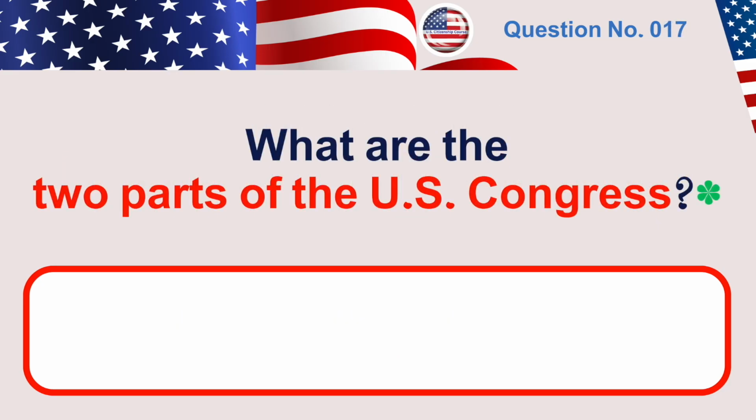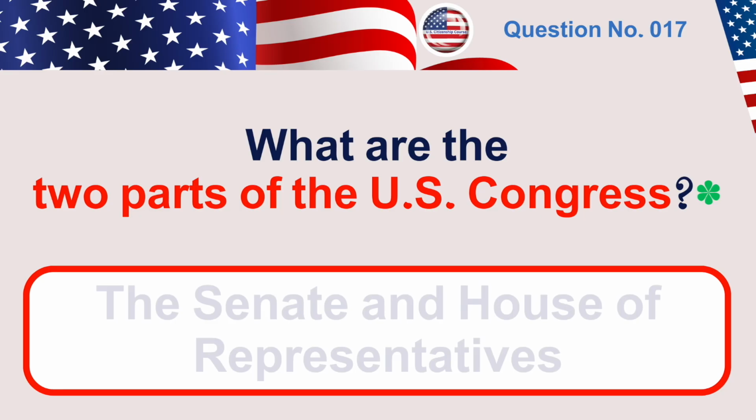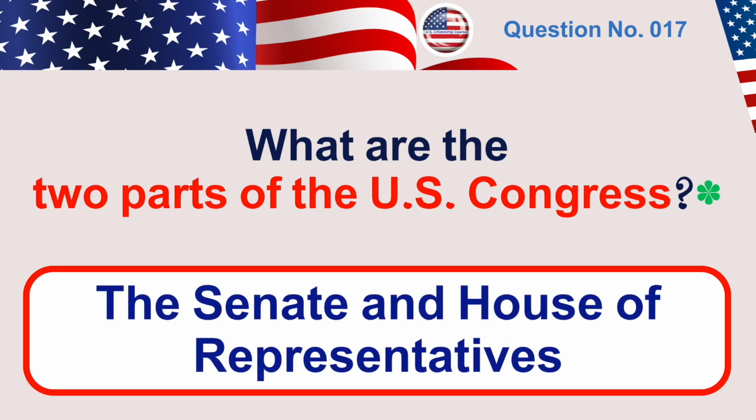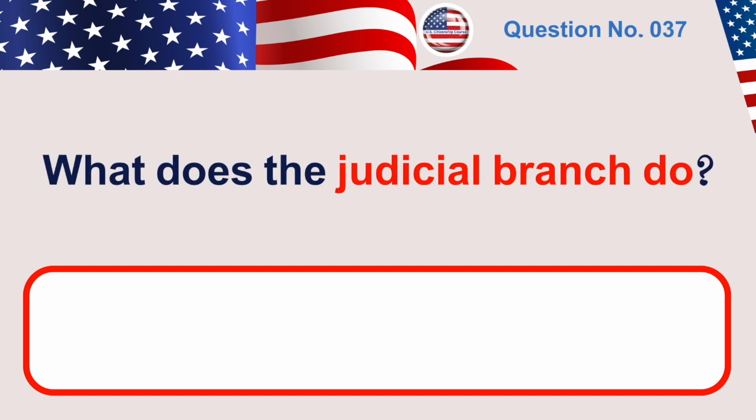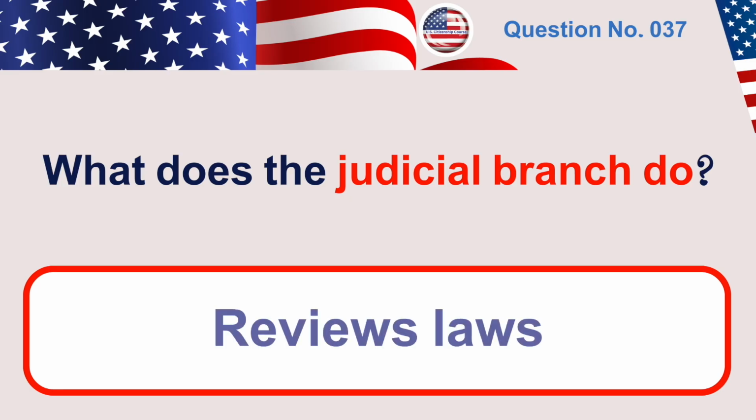What are the two parts of the U.S. Congress? The Senate and House of Representatives. What does the judicial branch do? Reviews laws.